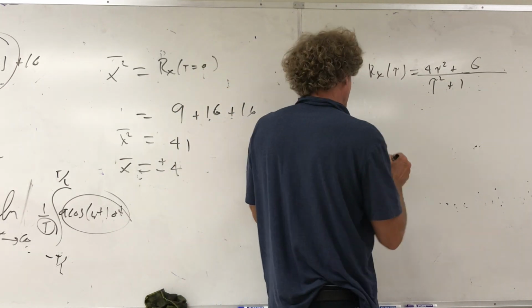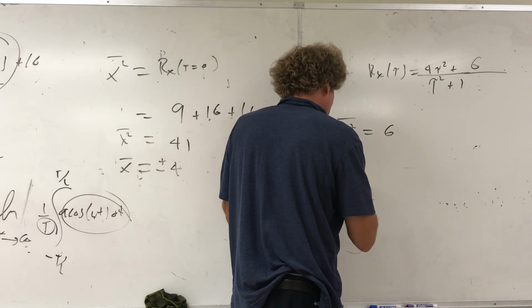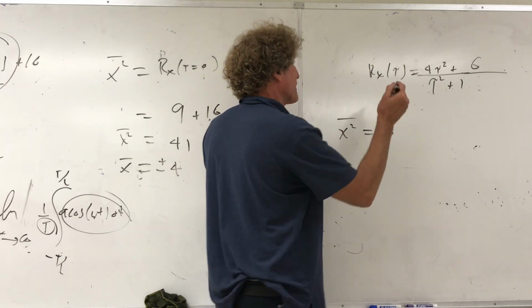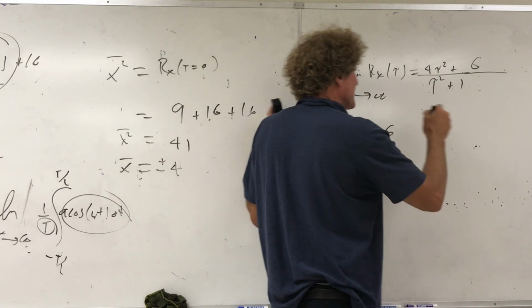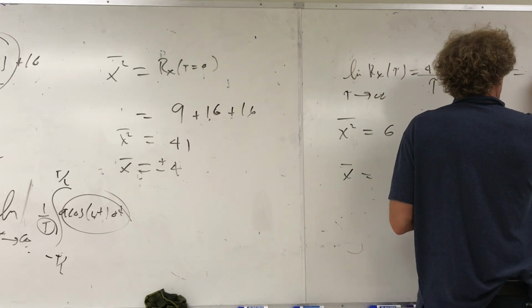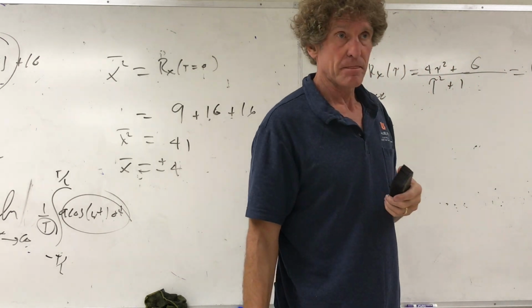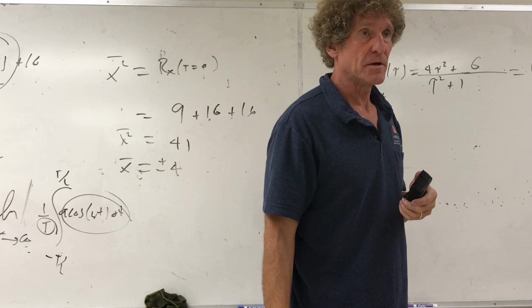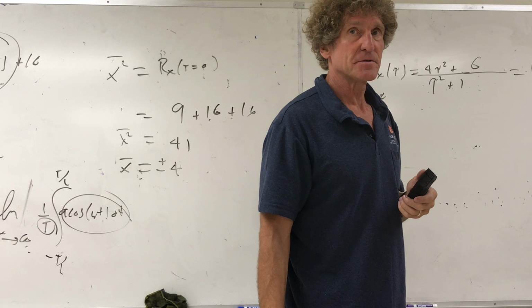6. Now get the average value. You take the limit as tau goes to infinity of this, which will be equal to x bar quantity squared, right? Is that the AC? I hope so, or we're really in trouble.